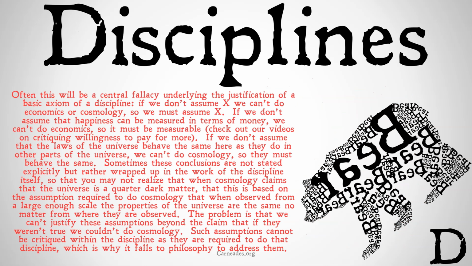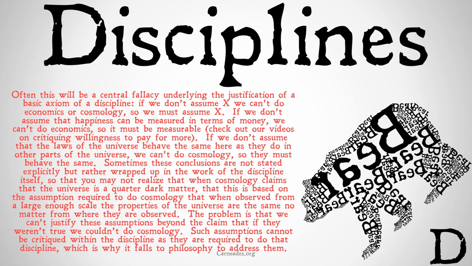Let's take a look. So, often this will be a central fallacy underlying the justification of a basic axiom of a discipline. If we don't assume X, we can't do economics or cosmology, so we must assume X. If we don't assume that happiness can be measured in terms of money, we can't do economics, so it must be measurable. Check out our videos on critiquing willingness to pay for more on that claim.